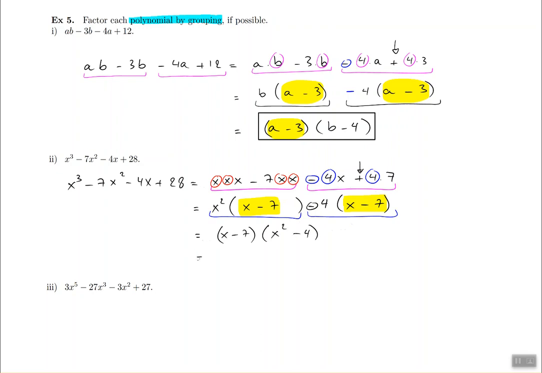Now keep in mind that x squared minus 4 is itself a pattern. It's got 2 terms, and they're perfectly squared. So the 4 is 2 squared, and the x squared is literally x to the power of 2. So that means we can break it down as x minus 2, and then x plus 2. So that last term, x squared minus 4, got broken down into these two, x minus 2, x plus 2, using the difference of squares formula. And that's the end of this particular problem.